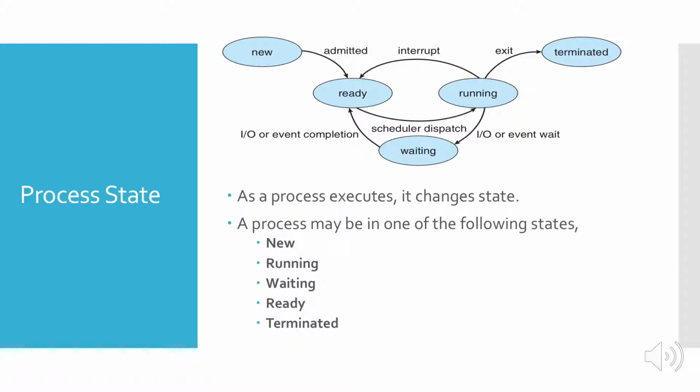As you can see in the image, a new process is created, and after that it goes into the ready state. Whenever a CPU is attached to the process, it is in the running state. If any interrupt occurs, it becomes ready again. Or else, if it is waiting for any IO event, it goes to the waiting state. Whenever the IO event completes, it goes to the ready state and again waits for the CPU to be in the running state. Once the CPU is allocated, it is again running, and after execution is completed, it is in the terminated state.